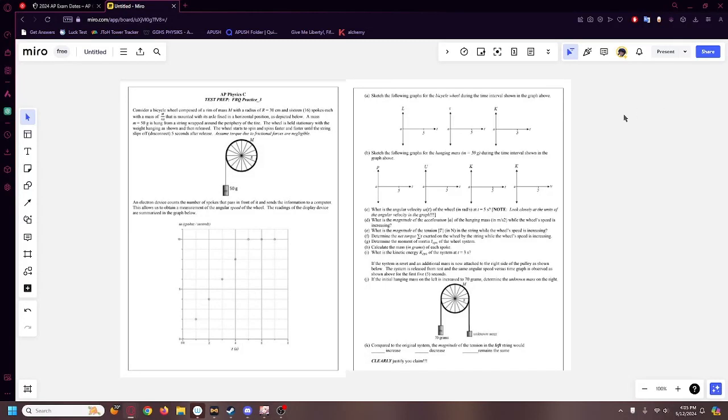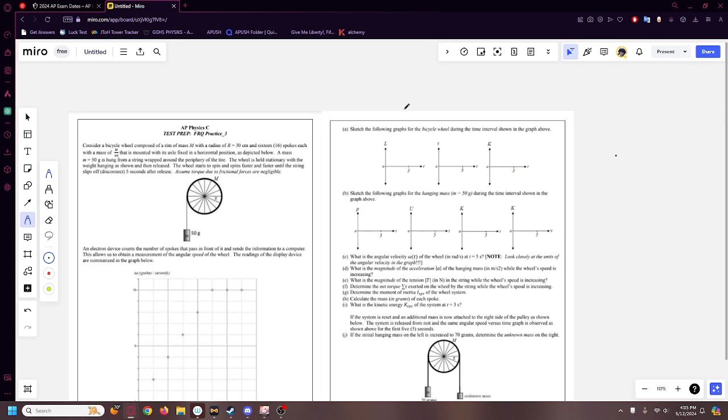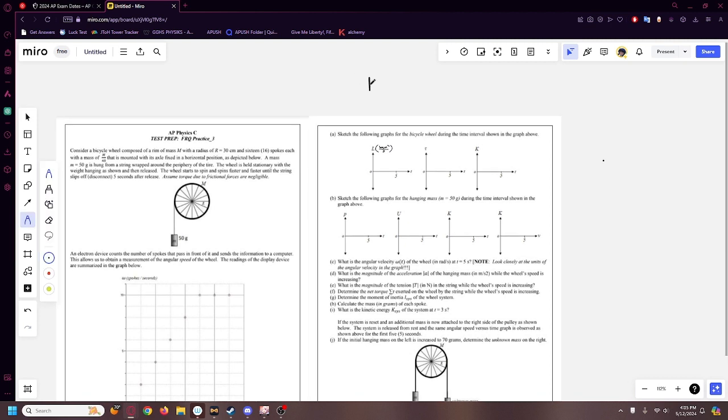So part A asks for the graphs for angular momentum, torque, and kinetic energy. Angular momentum is in kilograms meters squared over a second. Torque is in newtons times meters. And kinetic energy is in joules. And they're all over time, which is in seconds.